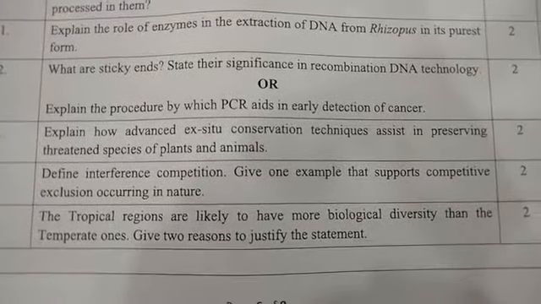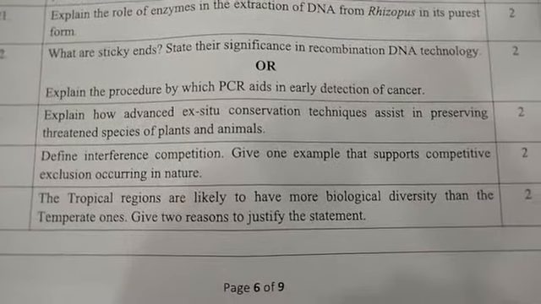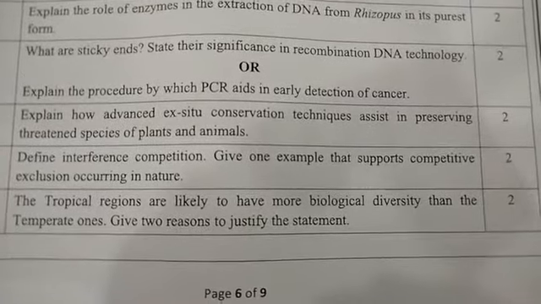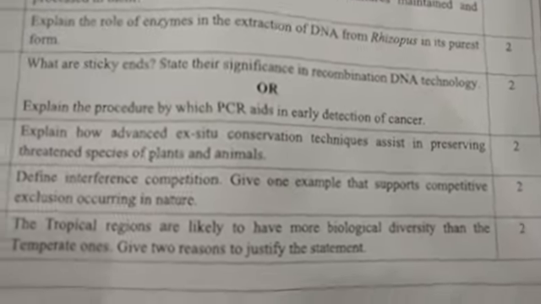PCR aids, ex situ conservation techniques, interference competition. Tropical regions are likely to have more biological diversity than temperate ones, and give two reasons to justify the statement.